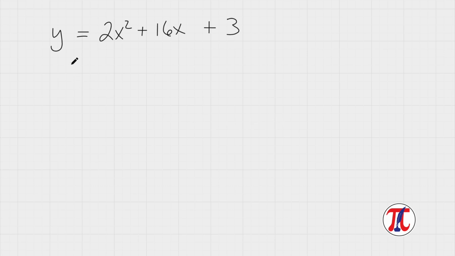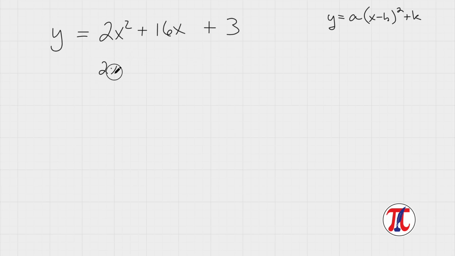Here I have a quadratic equation with an a value that's not 1. And I want to complete the square to put this into vertex form. Remember, vertex form is going to be a times x minus h quantity squared plus k, where h and k are my x and y values of my vertex. Okay, remember what I did first.